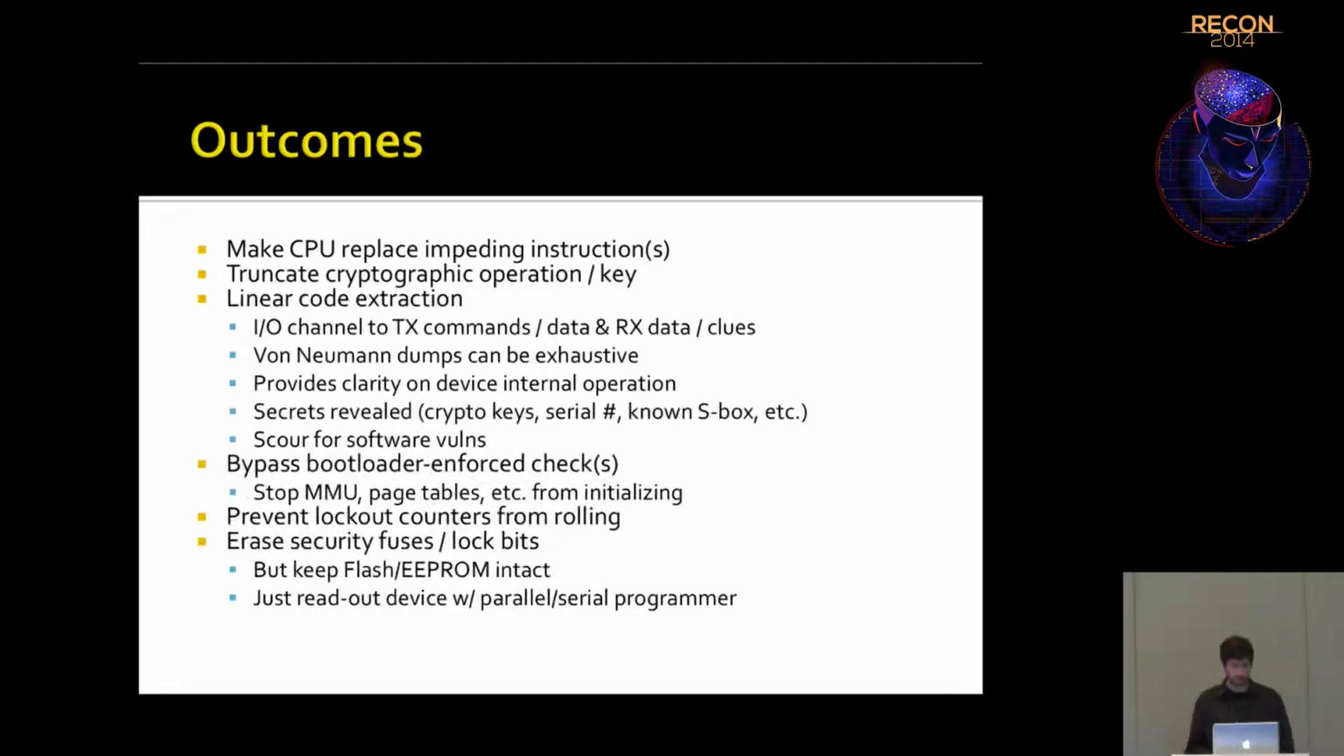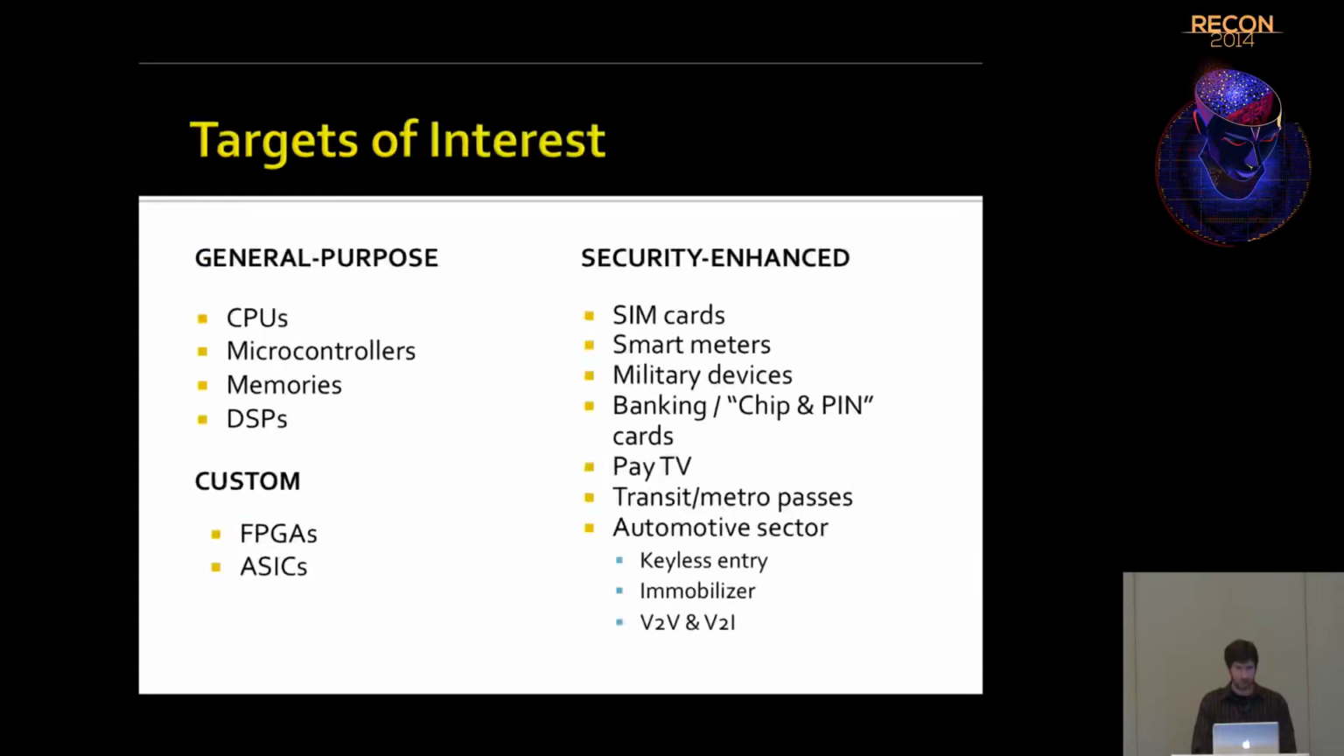And finally, as mentioned before, you may be able to erase security fuses or lock bits, which allows you to keep the flash and E-squared intact. At that point, depending on the pinout and the type of device, you could maybe drop it into a parallel or serial programmer and read it out that way if it's a PIC or an AVR or something along those lines.